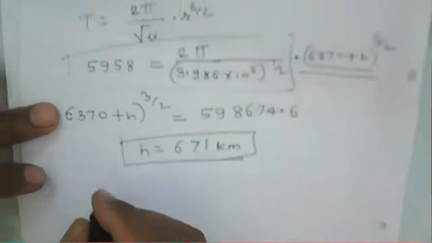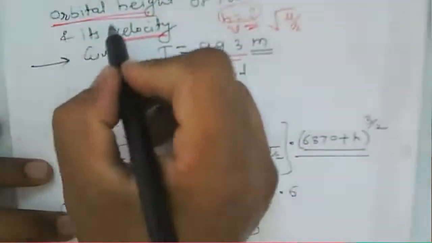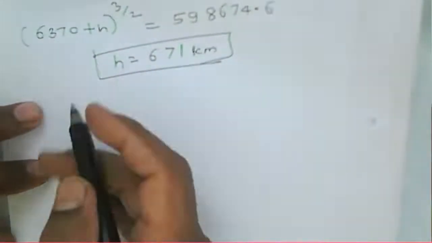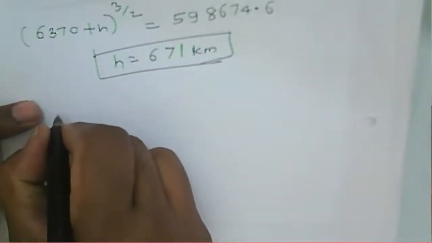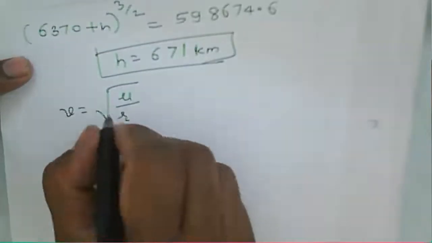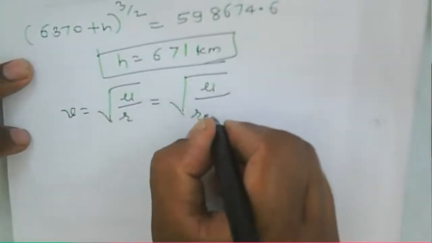Now next is about to find the satellite. This one we have obtained that orbital height. Now our aim is to find out the velocity of the satellite. Now that velocity of a satellite, v, is equal to what? Under root of mu by r, and that becomes equal to what? Mu by RE plus h.